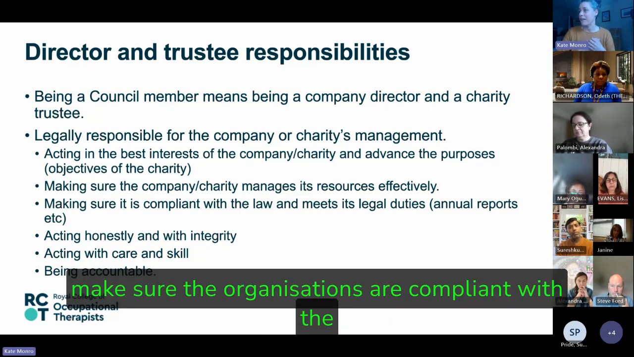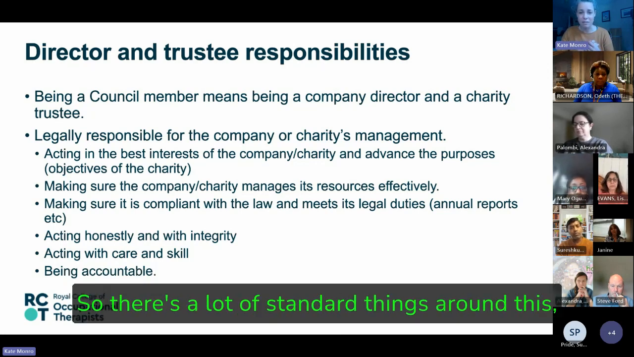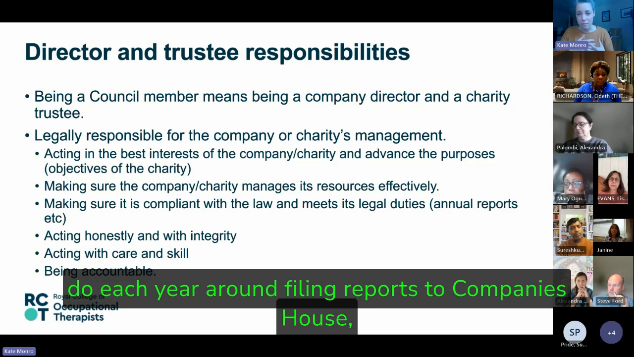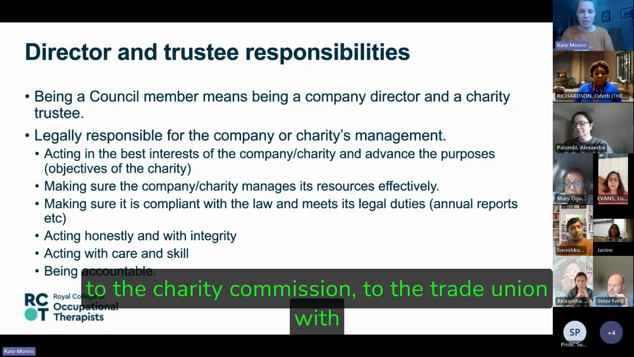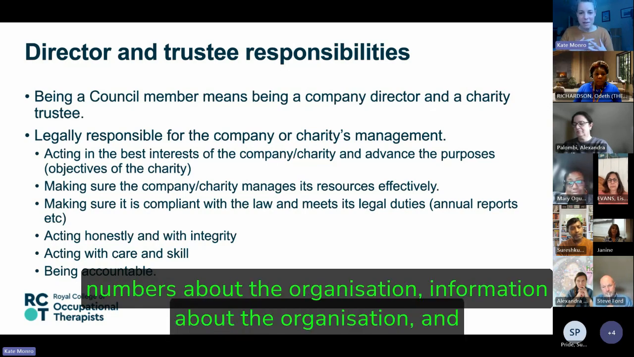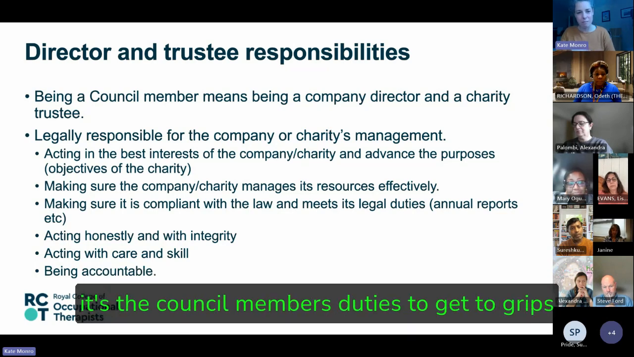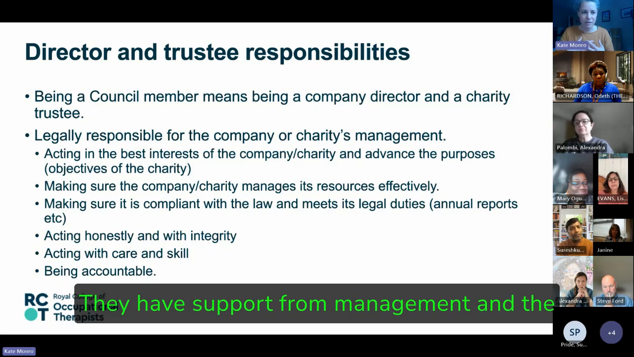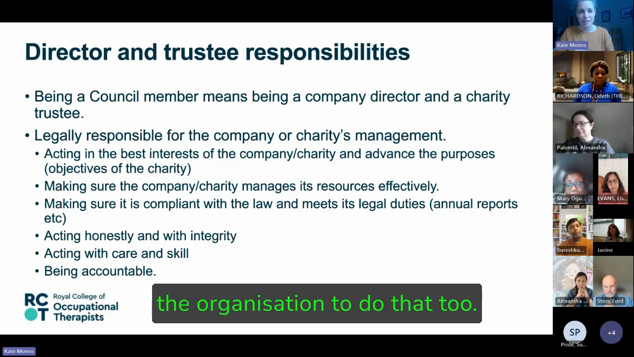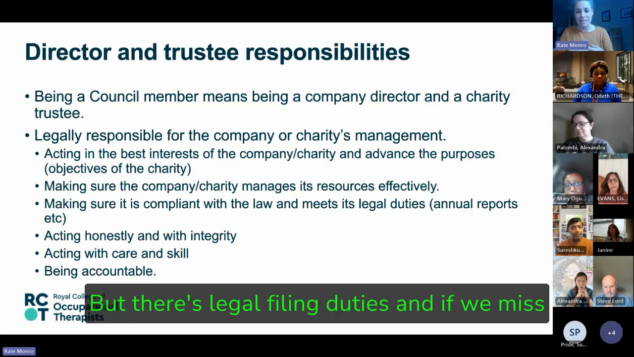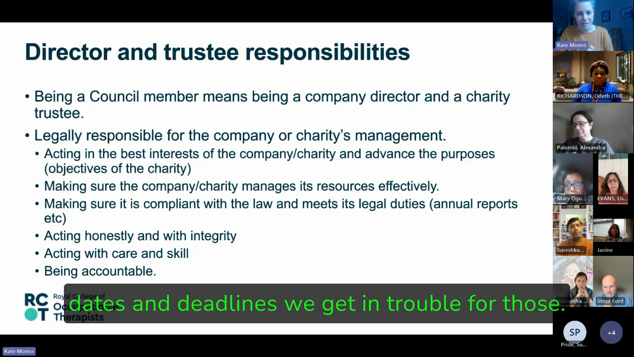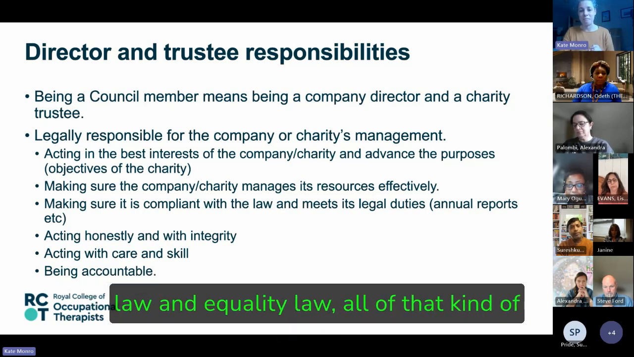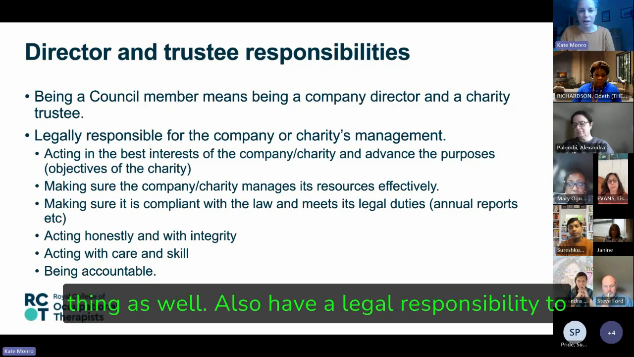You need to make sure the organisation is compliant with the law and meets its legal duties. So there's a lot of standard things around this, a lot of very administrative stuff that we have to do each year around filing reports to Companies House, to the Charity Commission, to the trade union, with numbers and information about the organisation, and it's the council members' duties to get to grips with that detail with the advice of management. They don't do it on their own. They have support from management and the finance team and the various directors in the organisation to do that too. But there's legal filing duties, and if we miss dates and deadlines, we get in trouble for those. So it's part of council's responsibility to make sure that we do that. But also more widely, things like health and safety law and equality law, all of that kind of thing as well.